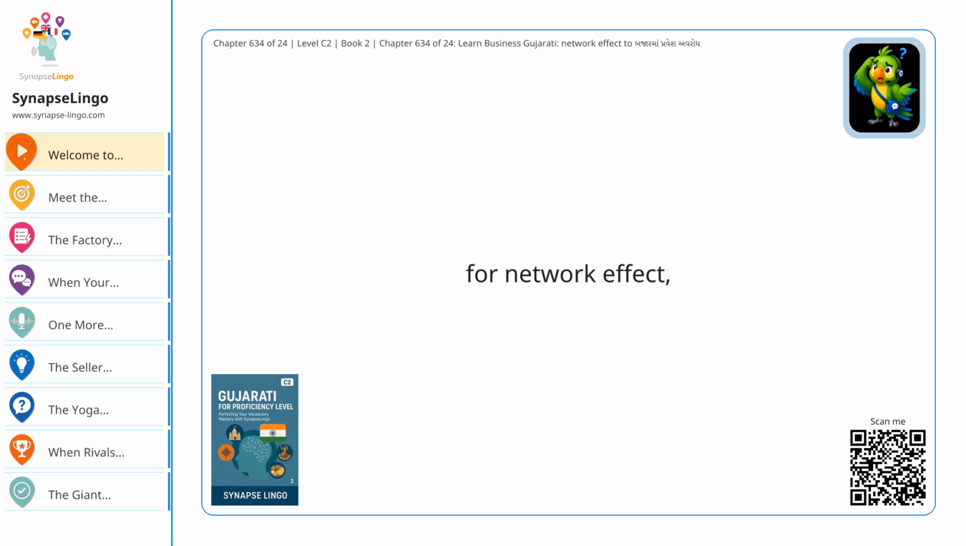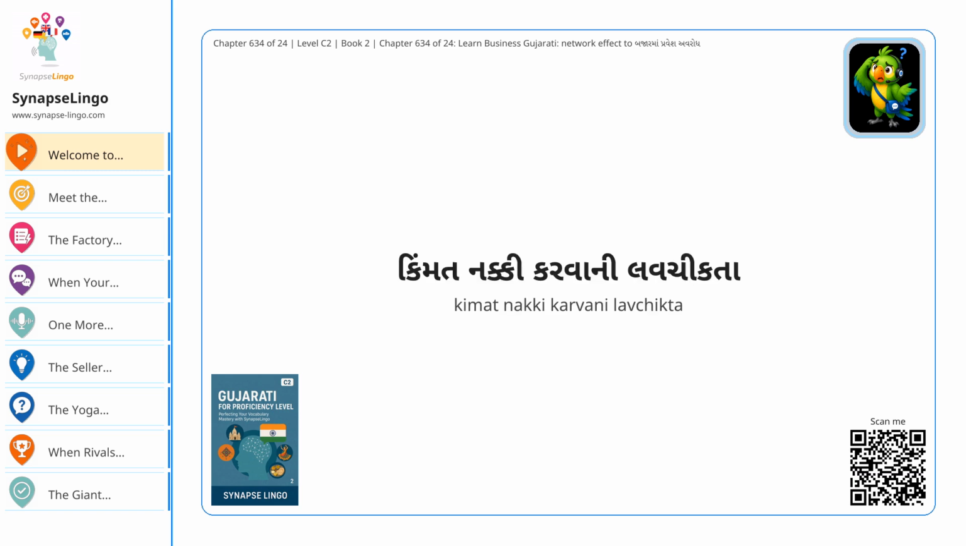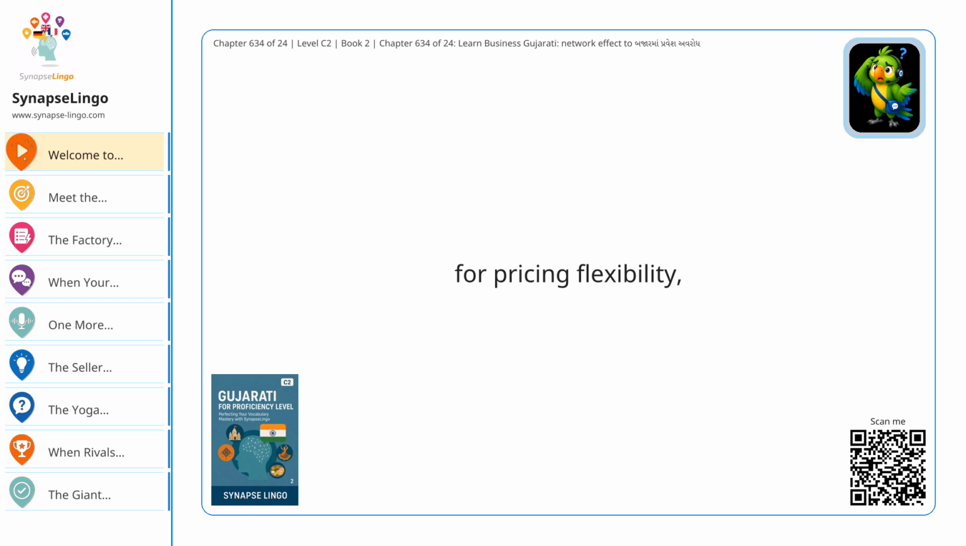નેટવર્ક અસર. For network effect. પ્રમાણની અર્થવ્યવસ્થા. For economies of scale. શીખવાની વક્રરેખા. For learning curve. સીમાંત ખર્ચ. For marginal cost. બજાર શક્તિ. For market power. કિંમત નક્કી કરવાની લવચિકતા. For pricing flexibility. સ્પર્ધાત્મક ગતિશીલતા. For competitive dynamics and. બજારમાં પ્રવેશ અવરોધ. For market entry barrier.